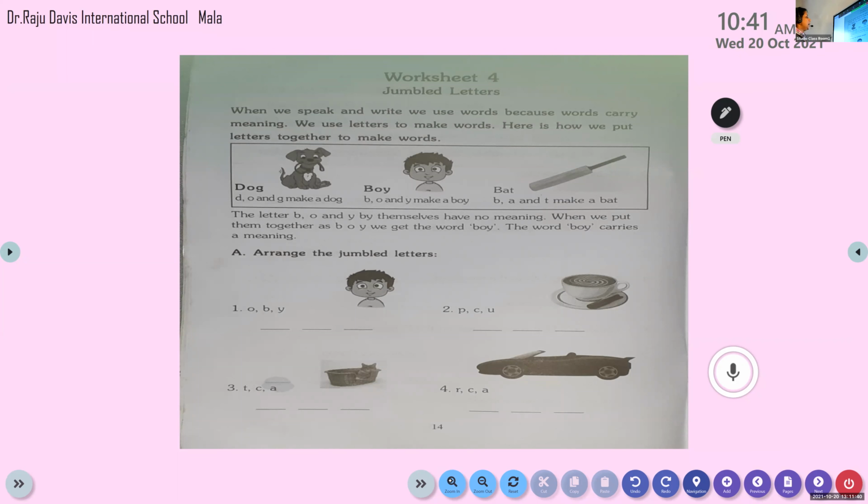So, here we have a picture. What is this picture, my dear children? Boy. So we have given the jumbled letters of the word boy. What's the correct spelling of the word boy? Come on, tell me. B-O-Y. Come on, write it. Yes, all of you, please mute your audios. B-O-Y. Boy. Come on.